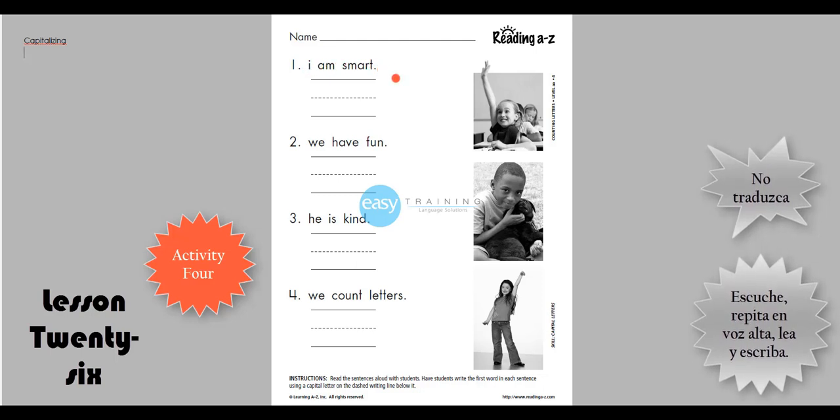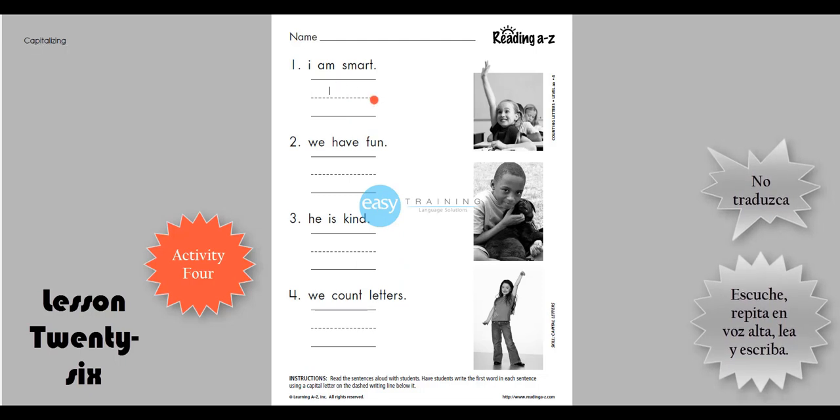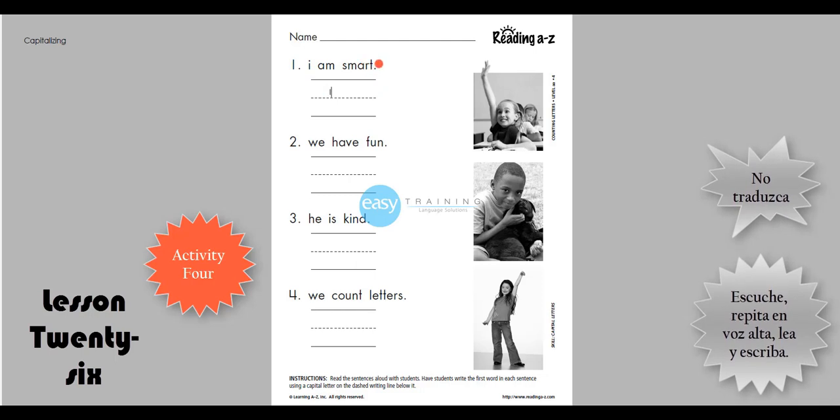Vamos a leer cada sentence y luego pasamos a escribir the capital letters as necessary. I am smart. We have fun. He is kind. We count letters. Sobre este espacio voy a escribir capital letter as necessary. I am smart. Y note que cada sentence finishes in a period, lo cual también es sumamente importante.